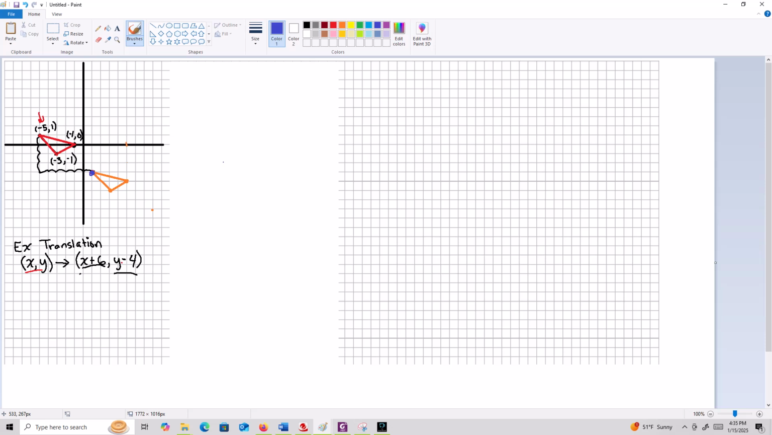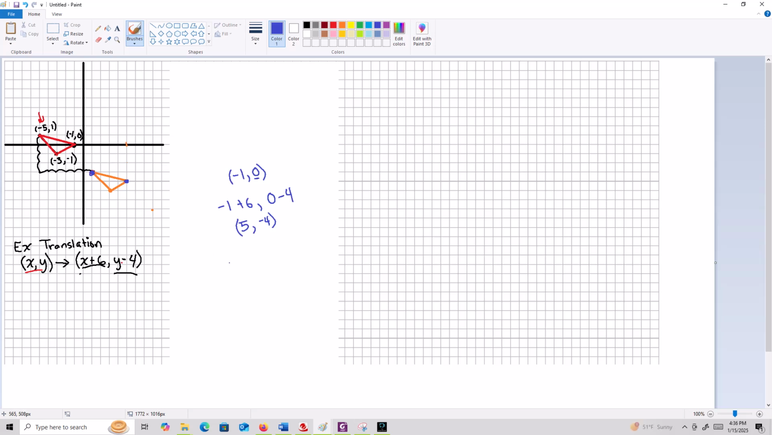Now you could also just do math if you don't want to be going cross-eyed looking at the little lines on your graph. You could look at the point, and it's -1, 0, and you could go -1 plus 6, and then 0, which is your y value, minus 4. Okay, -1 plus 6 is going to be a plus 5, and the y is going to be a -4. And that gets you 5, -4, which is right there.